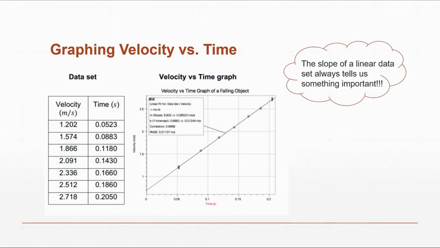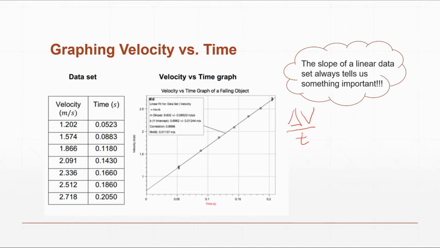What does that mean? That means for every 0.05 seconds, this object is going to change its velocity by a certain value. Okay, and in this case, it's going to change by a value of 9.8. So for every 1 second, it's going to change by 9.8. Okay, so looking at this, what does that mean? Well, our slope in this case is change in velocity over time.